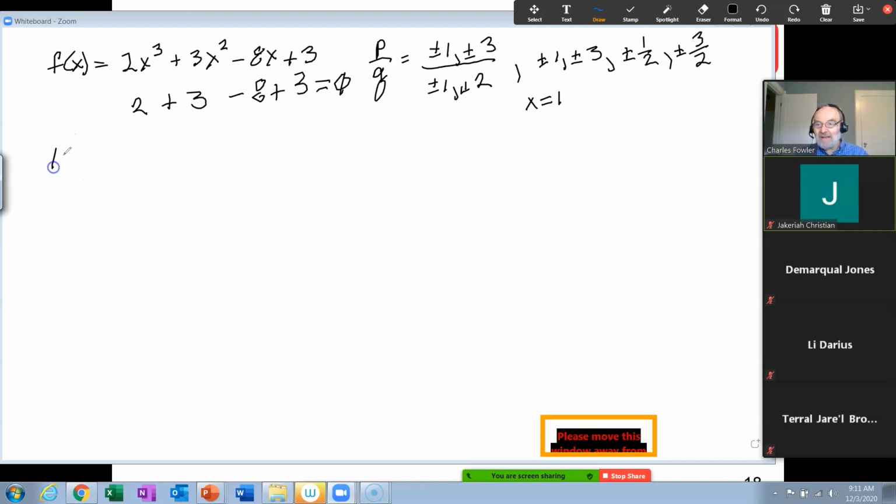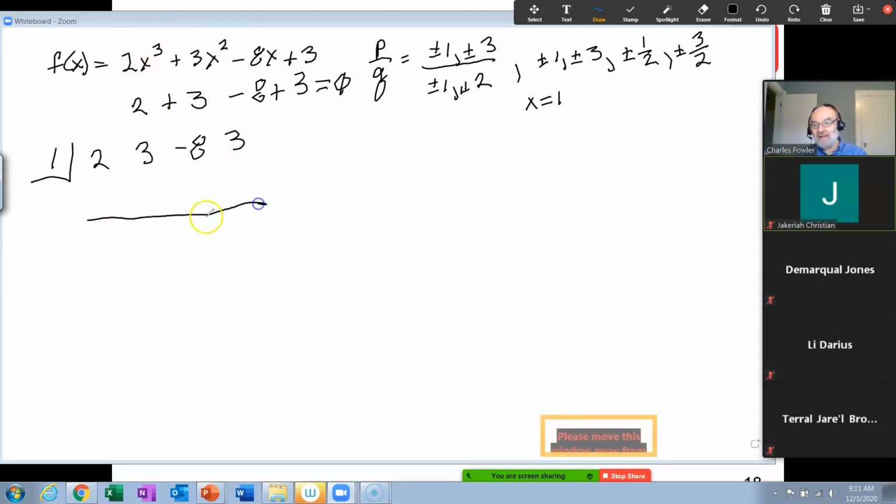So let's put the 1 outside the house and put the coefficients inside. 2, now notice we're not missing any terms here. 2, 3, negative 8, and 3. I like to go back and count. 1, 2, 3, 4 terms here. One more than your maximum exponent. That tells me we got them all.